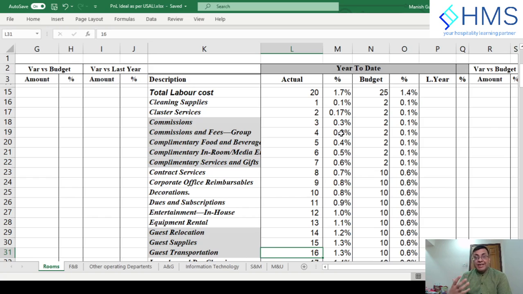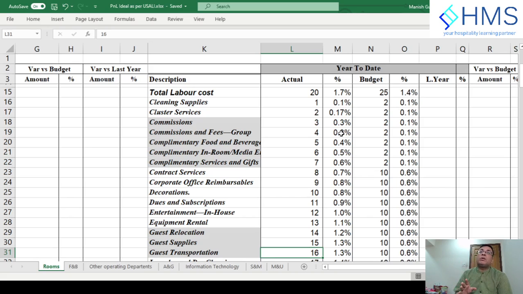But even in that case, the total allocation of the expenses will not be in the hotel's control. Commission expenses depend on the revenue. Group depends on the revenue. Complimentary food and beverage services depend on the number of guests, not based on the revenue, but more on the number of guests in the hotel.